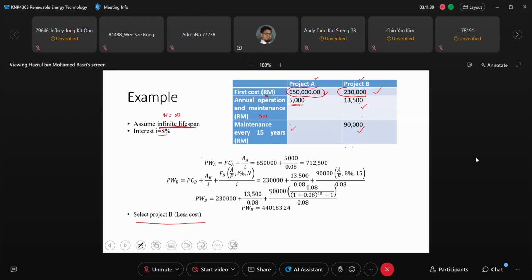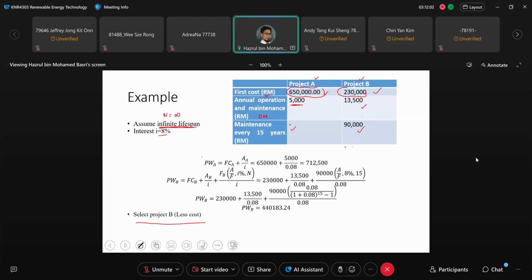Okay, let's start with project A. A good way to evaluate any project is to calculate the present value. You have two approaches. Approach number one is present value. Approach number two is annual value. But most of the time, as a project manager, you will go for the present value.